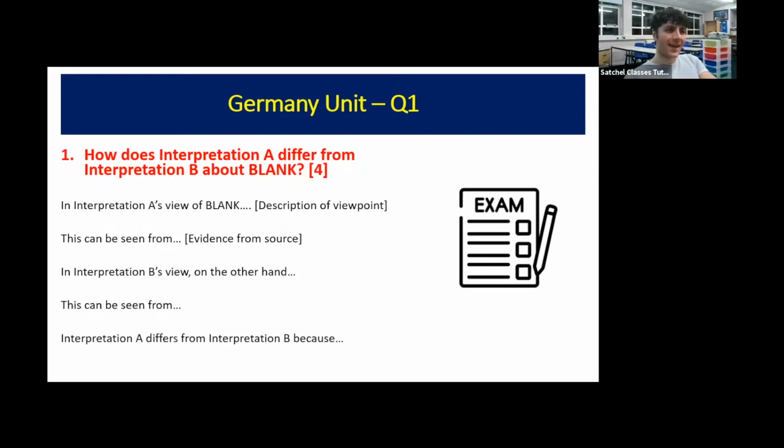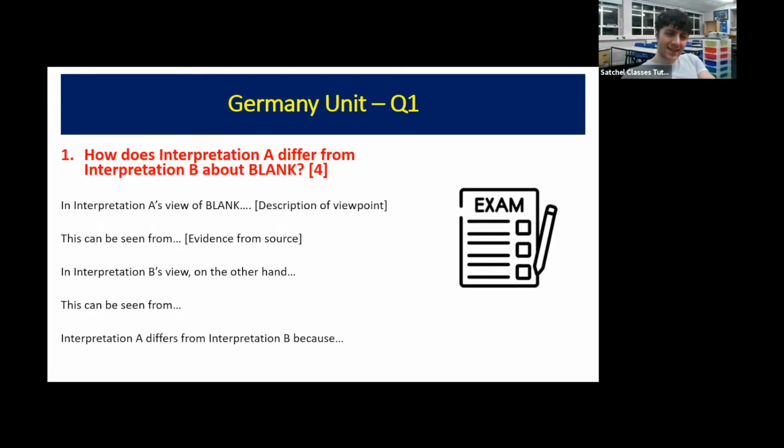First sentence: in interpretation A's view of blank, and then you will describe the viewpoint. So interpretation A will say something to you about the topic at hand. You've got to work out what they are saying, what the overall drift of their opinion is, and then state what that is. Nice and simple. Then you say this can be seen from, and you provide evidence from that source that backs up your first sentence. So it should be a quotation if it's a text source, or a detail from an image. What's the actual proof that interpretation A is positive, for example, about the topic at hand?